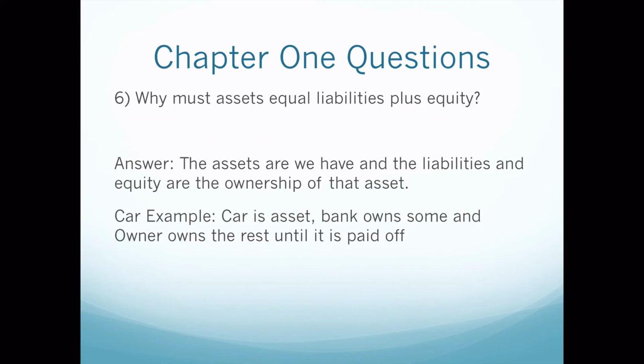Number 6, why must assets equal liabilities plus owner's equity? I always use the example of a car. If we have a car in our business, or if you have your own personal car, that's an asset. That's a tangible asset. And then we have claims on that asset, and somebody's got to own it. So the bank may own some, and you may own some, but you add those 2 percentages together, and they equal 100. You could own it all.